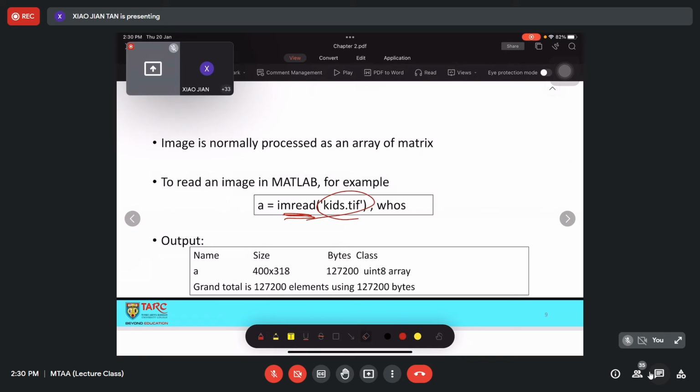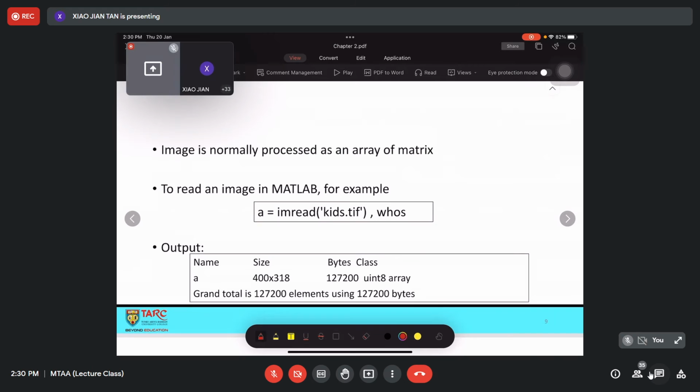Okay, so let's say this one, kids.tif, is an example, or else you need to put in the location, for example your desktop slash blah blah blah, your directory. Put your directory over here, and it will show the image. WOS is actually to show some brief information about this. Whenever you put WOS, it will show the brief information as per this one.